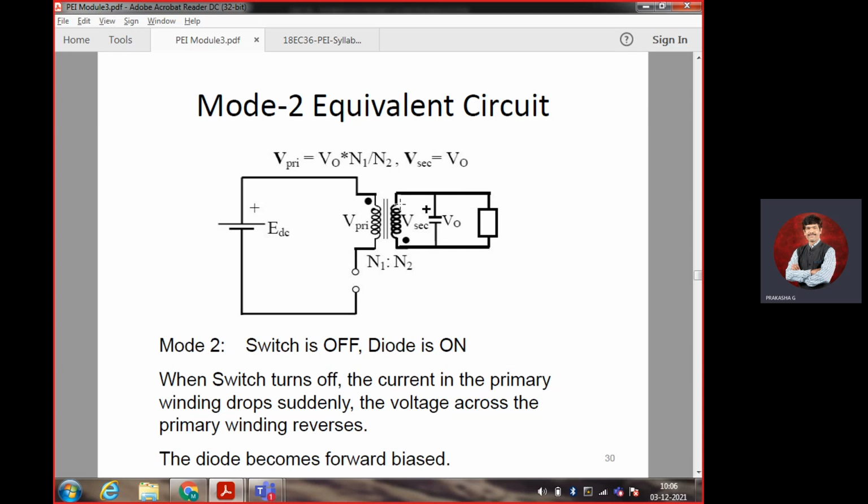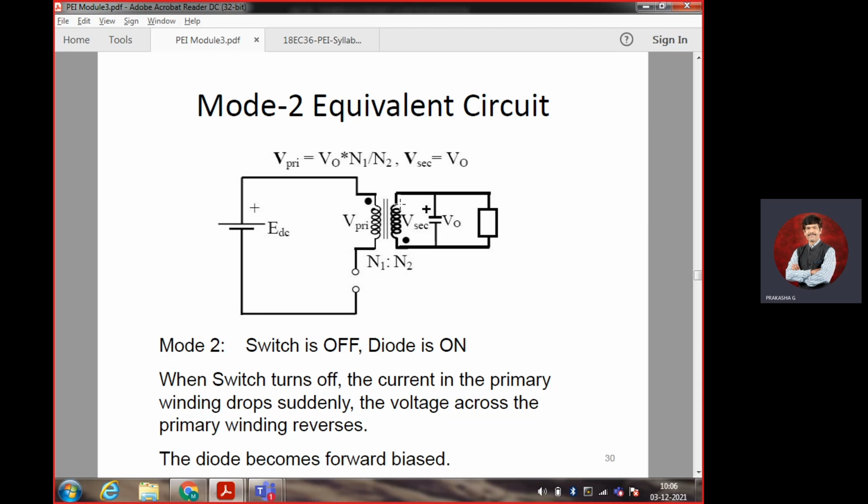In Mode 2, the transistor or the thyristor or the switch which is connected to the primary winding is open. When it is open, no current flows. Previously, when the switch was closed, the current was flowing inside the primary winding and it was getting charged. But when the switch is open, the current flow stops. At that time, the secondary winding is connected and it is going to conduct the diode. So that is Mode 2.